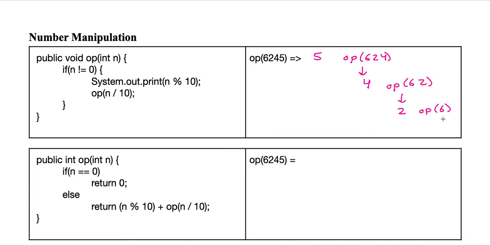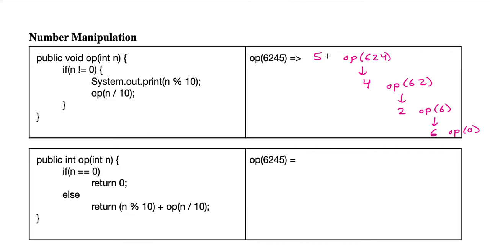And then when you call op again on 6, it's going to print out the result of doing 6 mod 10. I know that's tricky for a lot of people. That's just the number 6. The remainder when you divide 6 by 10 is just 6. Then it calls the function again on 0, right? 6 divided by 10 is 0. But when you call that function, it doesn't do anything because 0 is not equal to 0 is false. So then it doesn't do anything in that case.